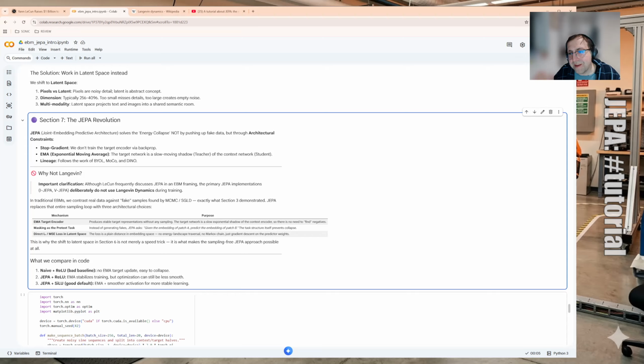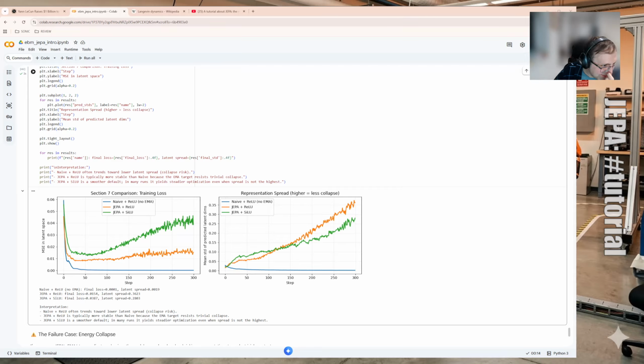So you have the naive version, which is essentially there is no JEPA. There's just the target encoder. The target encoder in this case is the context encoder itself with stop gradient, but no EMA lag. And so what you can see here is that the MSE goes down, and you think, wow, this is great, it's going to 0. Wow, this is amazing.